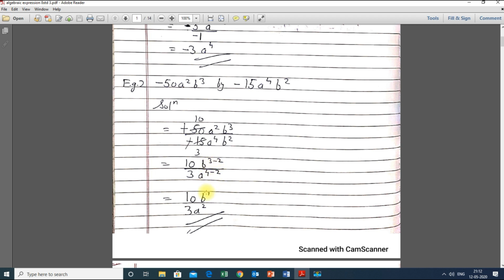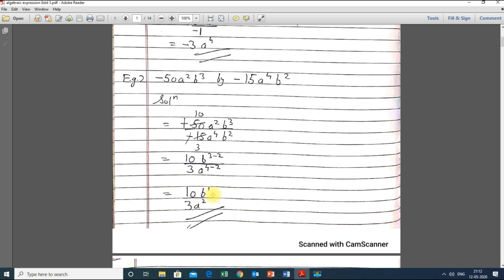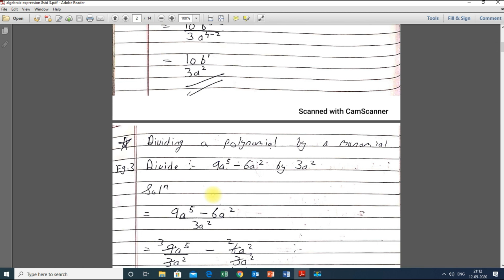b raised to 3 minus 2 will become b raised to 1, and a raised to 4 minus 2 will become a raised to 2. Therefore I can say that the final answer is 10 b raised to 1 upon 3 a raised to 2. If you don't write 1, then also it is right. No problem for that. It is not compulsory to write 1 over there. Please understand, whenever there is no power, it is always considered as 1.